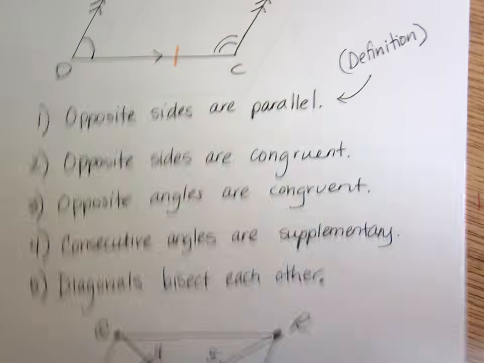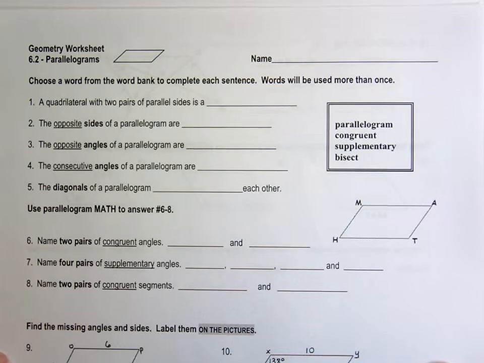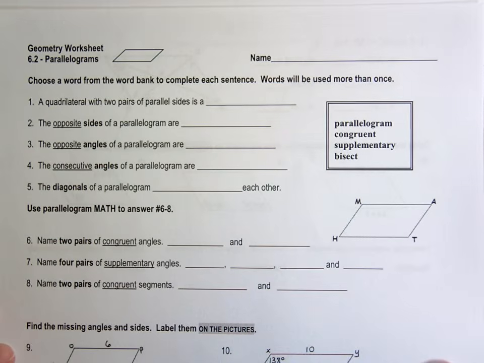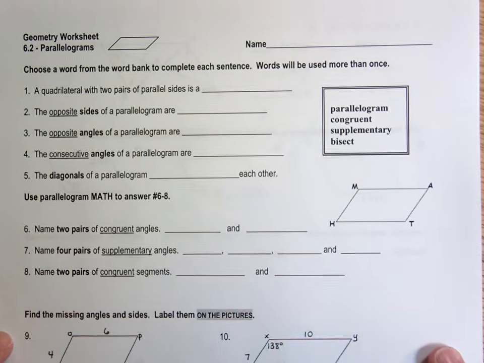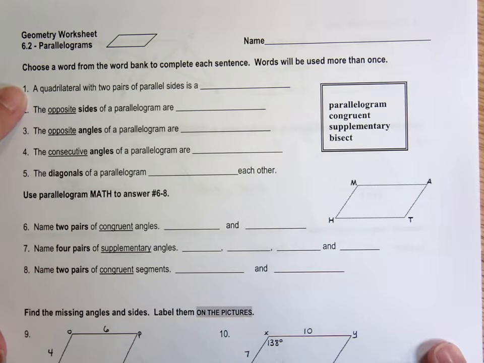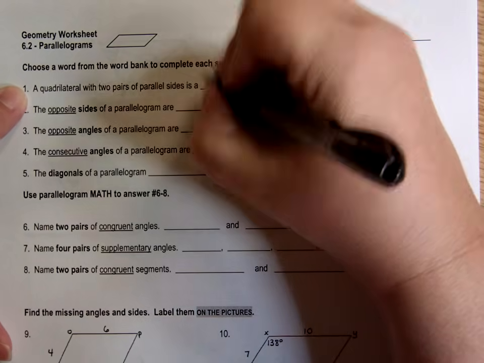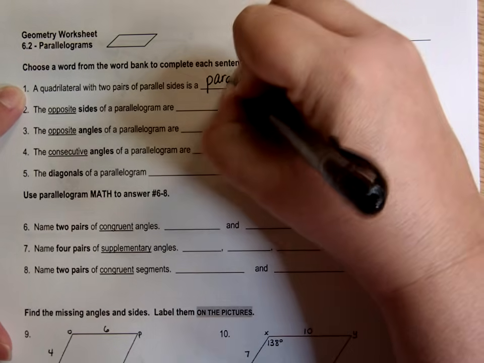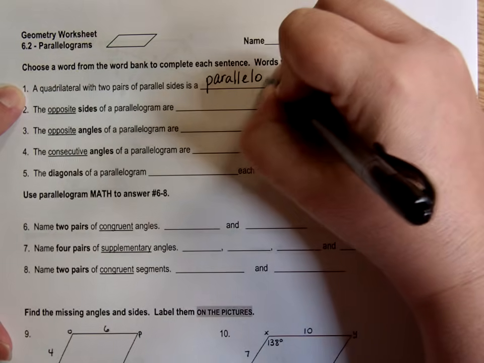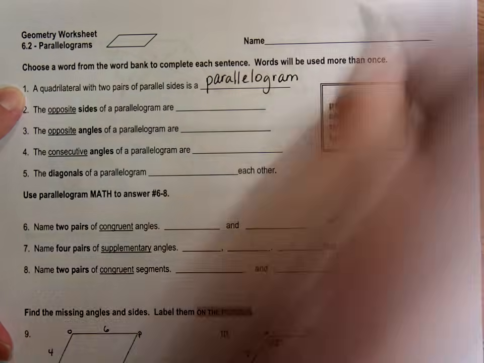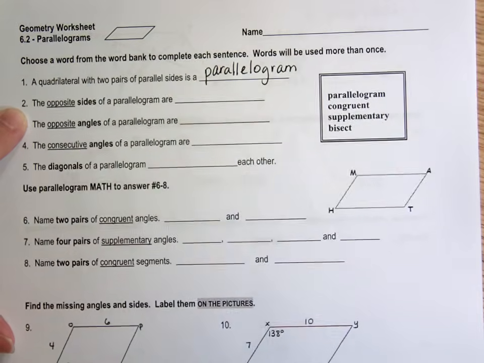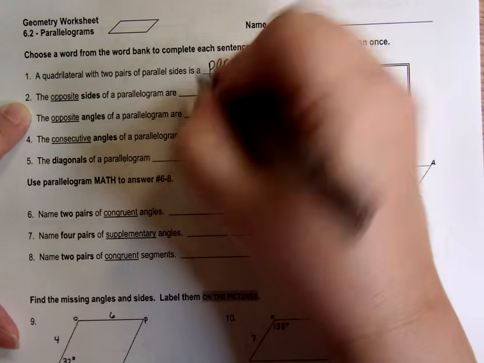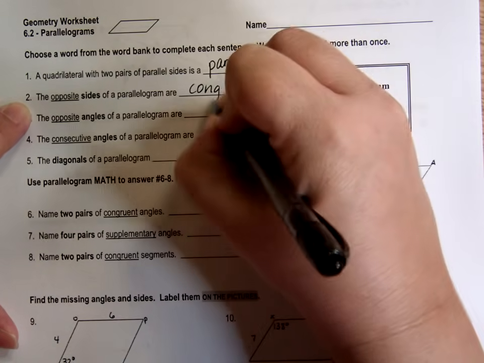Well, let's go ahead and look at this worksheet. Handy dandy worksheet. Choose a word from the bank to complete each sentence. Words will be used more than once. A quadrilateral with 2 pairs of parallel sides is a parallelogram. It's a great time to learn to spell it. The opposite sides of a parallelogram are congruent. That was my second property.